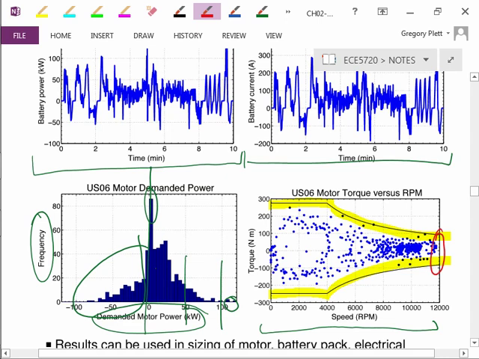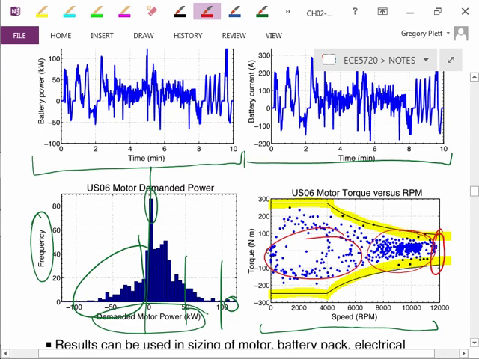Now the US-06 is a pretty fast drive cycle. It tops out at about 75 miles an hour. So we see that there are quite a few data points in the high speed region. If we simulate some of the other profiles, like a city profile, we actually see more of the data points over here than the lower speed region.